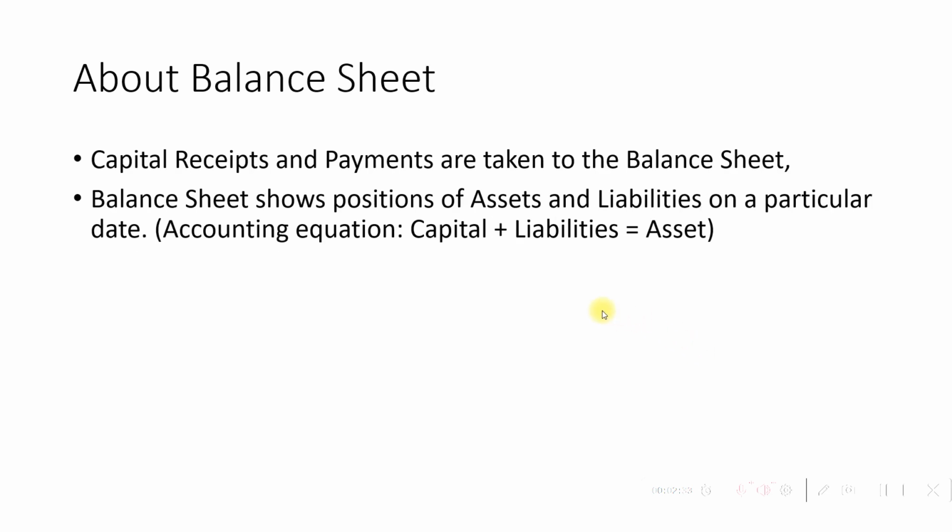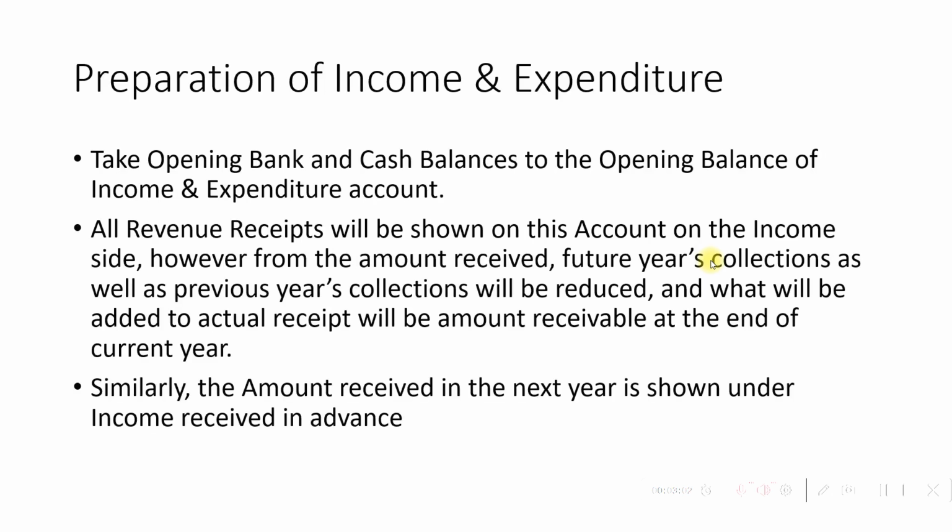Now about the balance sheet for non-trading entities, where capital receipts and payments are taken to the balance sheet. Balance sheet shows positions of assets and liabilities as per the accounting equation. Capital plus liability is asset. Capital is the contribution of the owners. Liabilities is the contribution of the outsiders. So the total should equal the assets which an organization or the entity has.